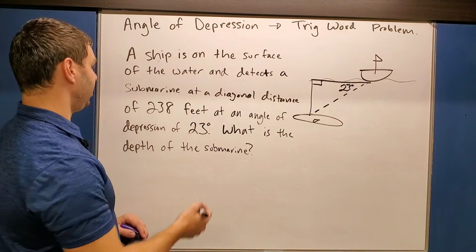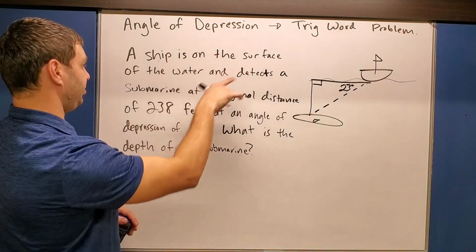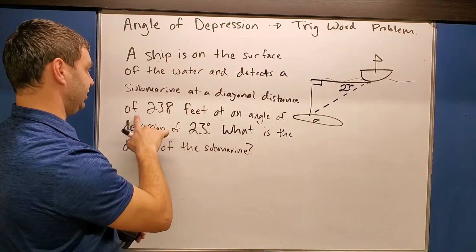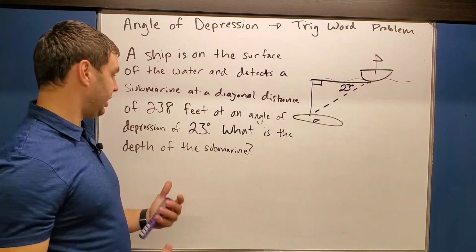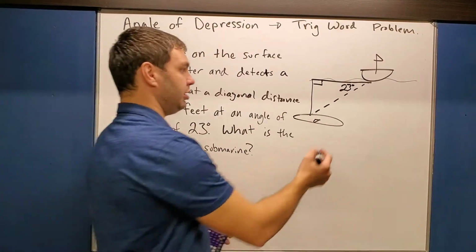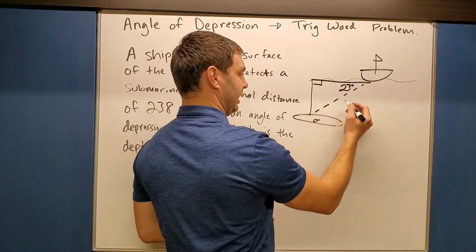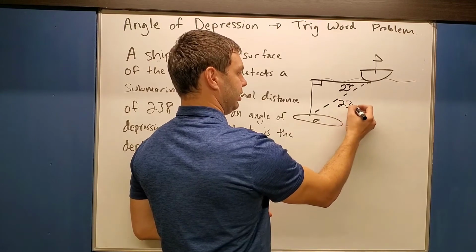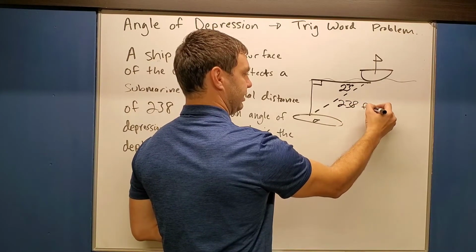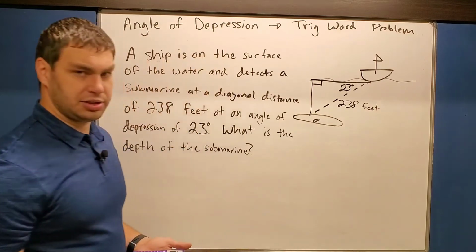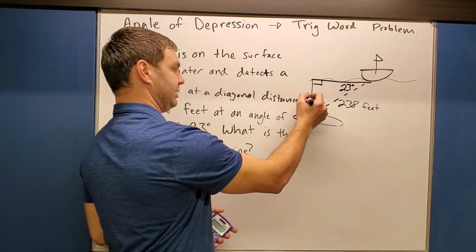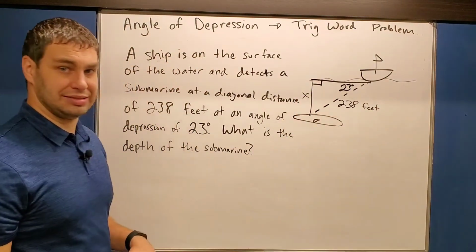What else do we know? We know that the ship detects it at a diagonal distance of 238 feet. In this case, 238 feet, this is the only diagonal thing that I see there. So this is going to be my 238. We'll say this is in feet. All right, so the depth is going to be this distance. How far below the surface is the submarine?